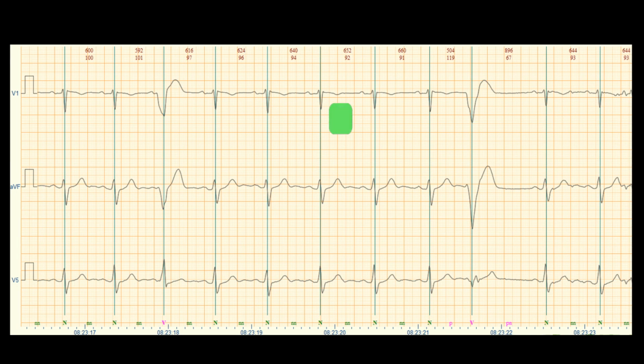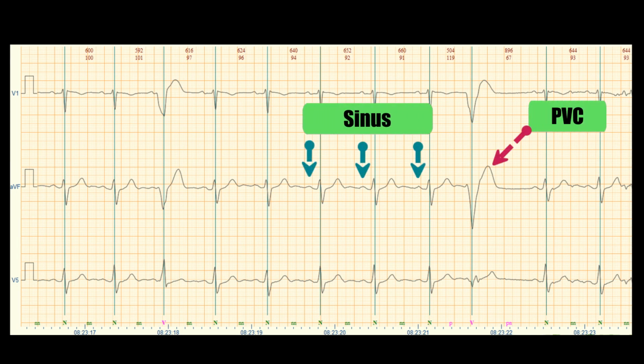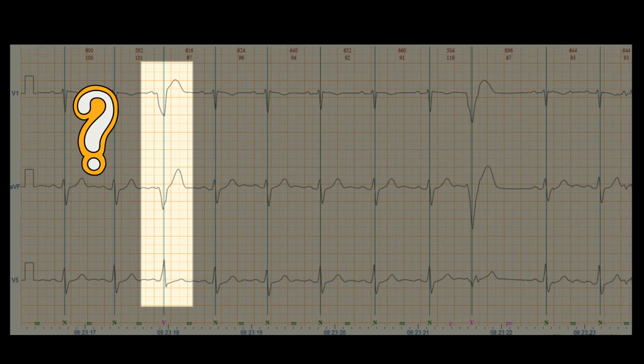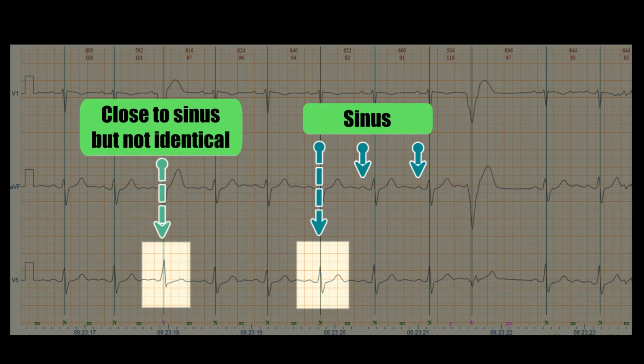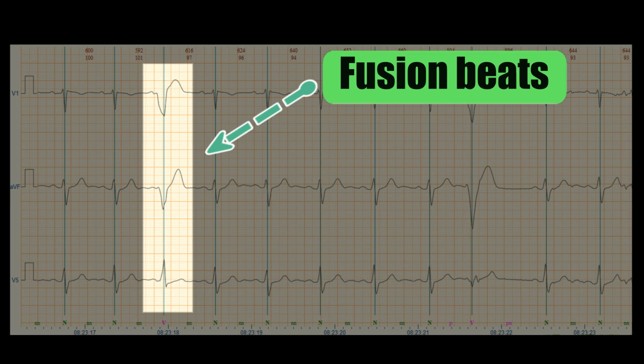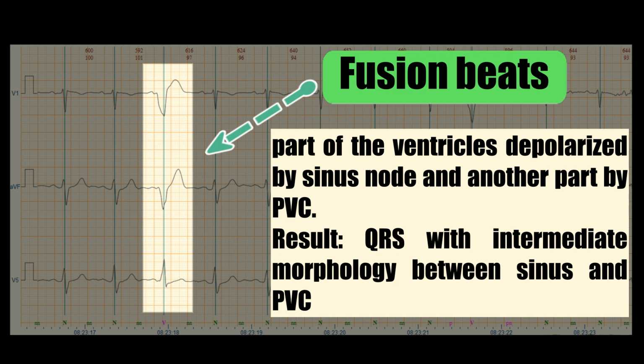Now look at this example. Here we see the sinus complexes and a PVC. But we also see a complex that has a P wave and partially looks like a PVC in V1 and aVF, but with a smaller amplitude, and partially looks like the sinus complex in V5, but slightly different. So this complex has a morphology between the sinus and the PVC. This type of complex is called a fusion beat. During a fusion beat, part of the ventricles is depolarized by the sinus node, another part by the PVC. Result: a QRS with intermediate morphology between the sinus and the PVC.